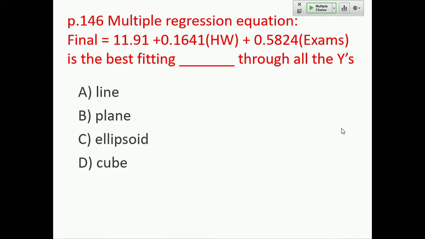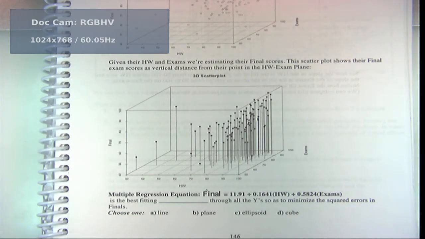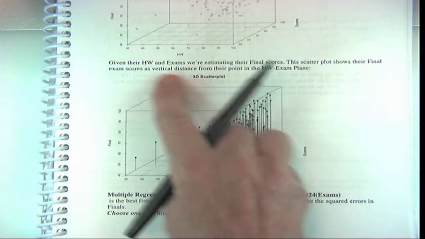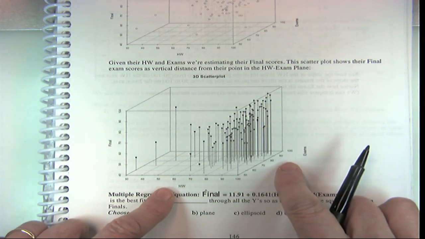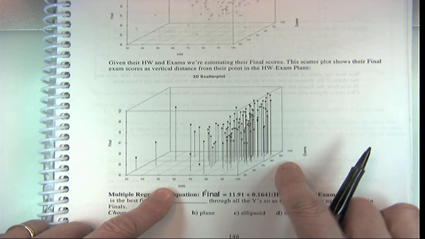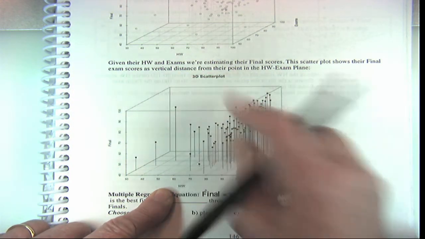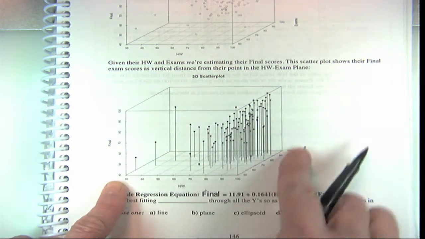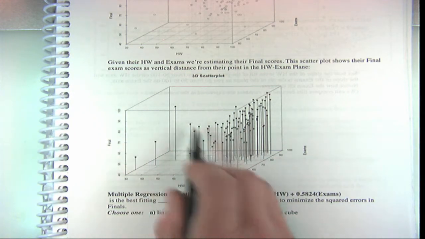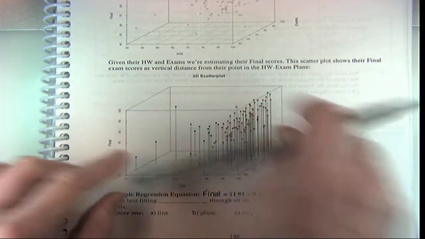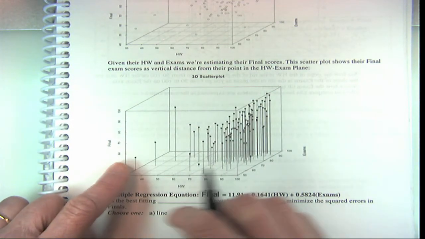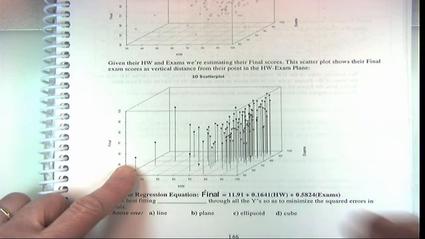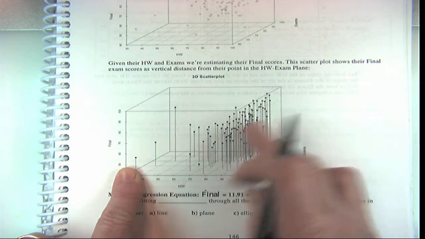Now let's go back to the document camera for a minute. What we're doing here is, given people's homework and exam scores, we're estimating their final scores. So the scatter plot shows the final exam scores as a distance from their point in the homework exam plane. See all these dots here? Now what we're trying to find is the best fitting plane through these points. Obviously we're not going to hit all of them, but we want the best fitting one to do what? To minimize the sum of the squared errors in what?